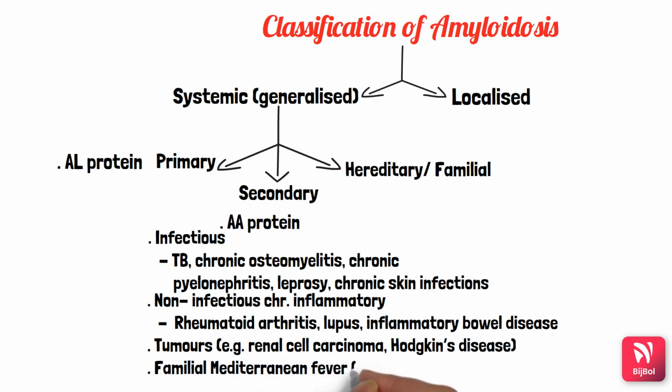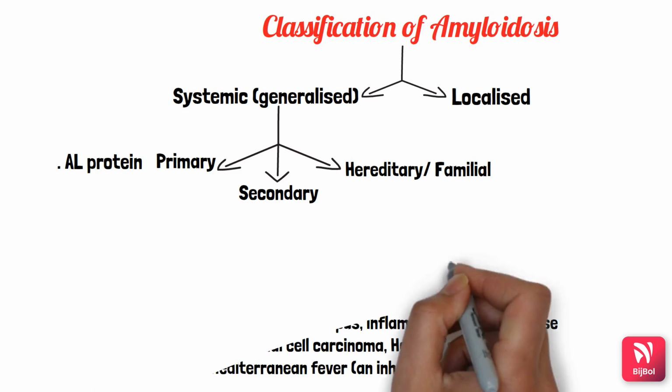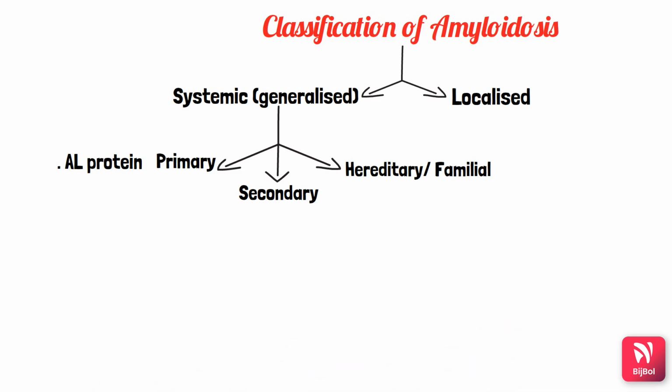So all these diseases or disorders will show amyloid associated protein. These are all forms of secondary amyloidosis. Now next we will see about hereditary or familial amyloidosis, which is also called heredofamilial amyloidosis.